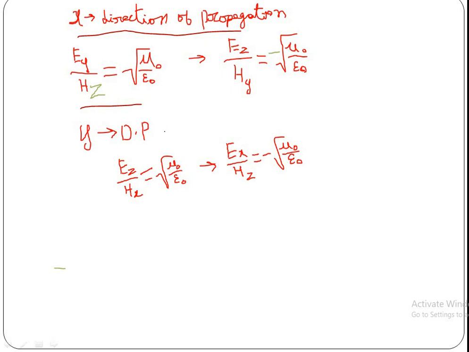Remember this. If direction of propagation is y, then Ez by Hx is equal to square root of mu naught by epsilon naught, and Ex by Hz, here reversed, is equal to minus square root of mu naught by epsilon naught. Remember these relations in solving the problems.